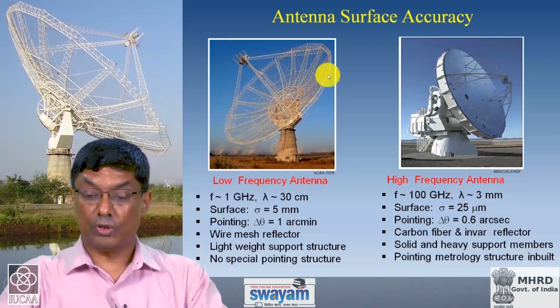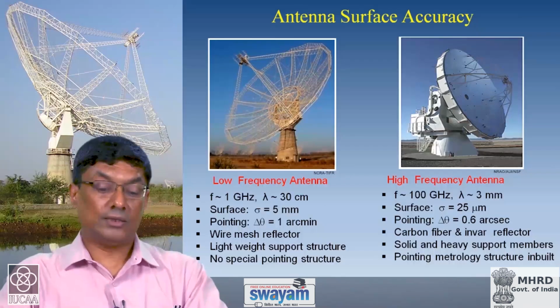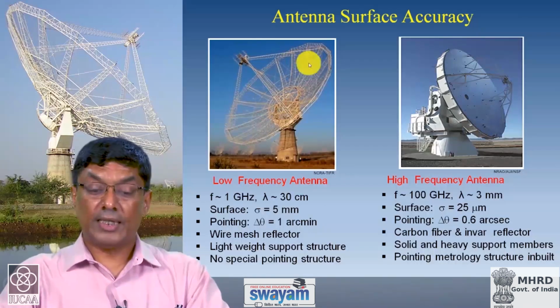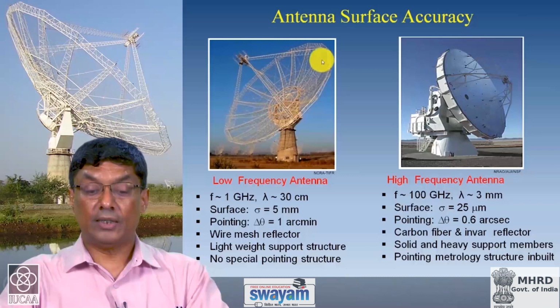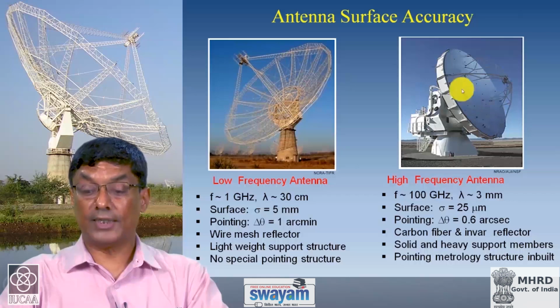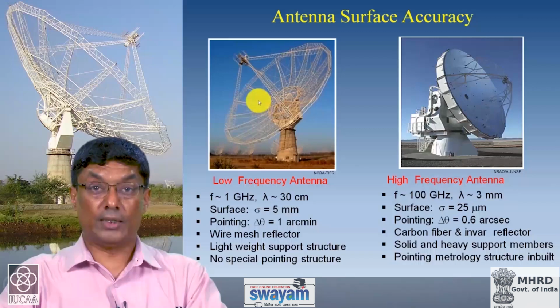And that again depends on the wavelength of the operation. As you all would know, if you have a reflector, then it acts as an ideal reflector for a wavelength lambda if the surface is accurate to some fraction of lambda, and as a thumb rule it is lambda by 10, it can be say lambda by 20. And so, if you have a wavelength which is long enough, then you can actually make the reflecting surface from a mesh rather than from a solid, as is shown in the left side with the GMRT antenna, where it appears to be a transparent reflecting surface, but actually it is not transparent.